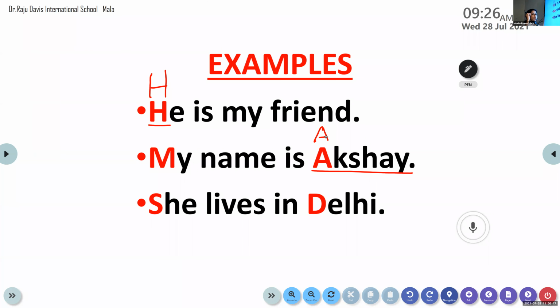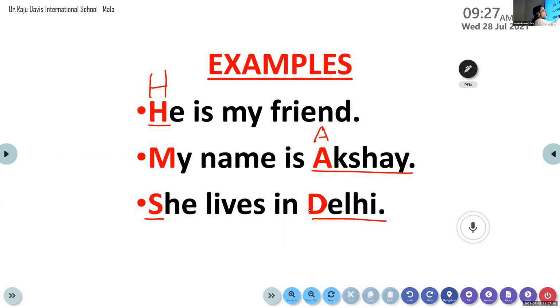She lives in Delhi. So we know a sentence always begins with a capital letter. Here the letter S has to be written in capital letter, and the name of the place, that is Delhi, is the name of a place. So D should be written in capital letter. Clear to all of you?